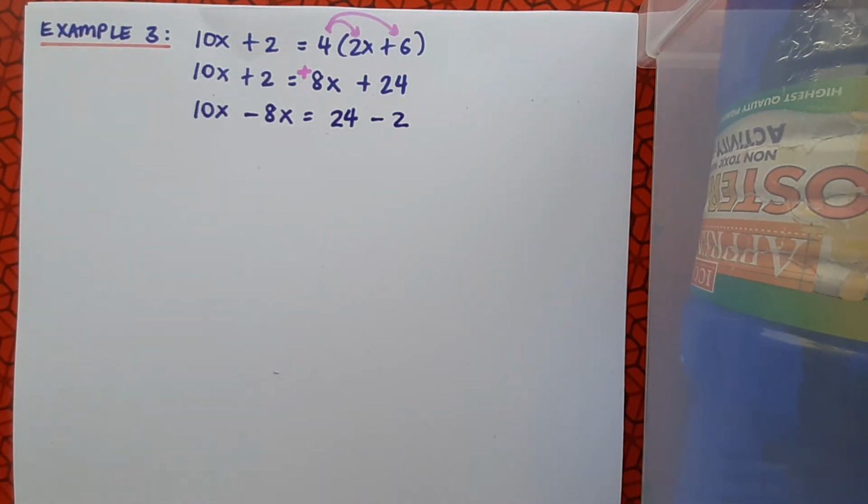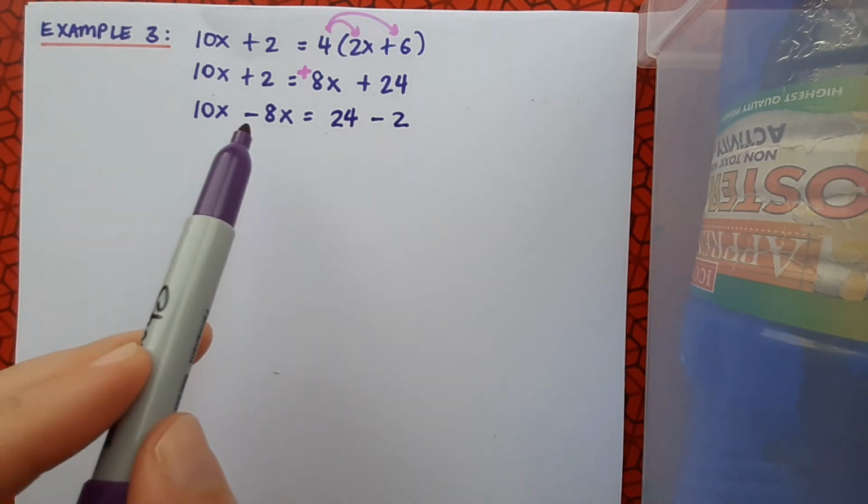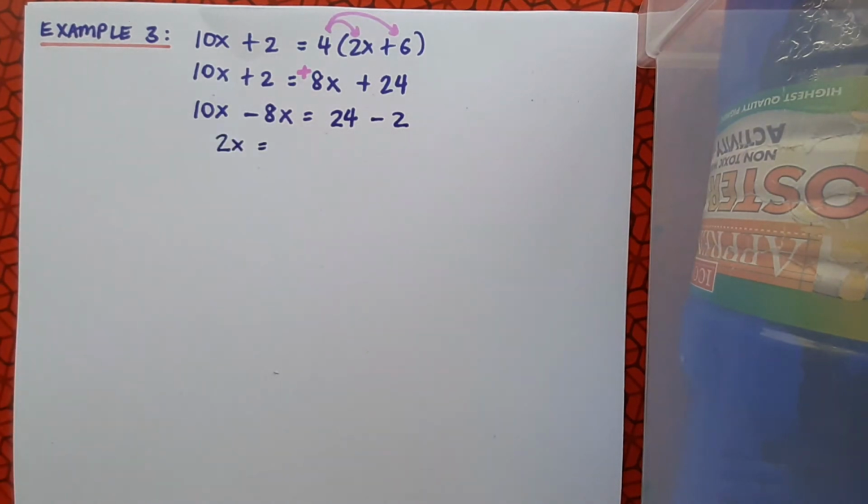And now a little bit of simplifying is in order. So I've got 10x minus 8x. That's going to give me 2x. And on the right-hand side, 24 minus 2 will give me 22. Okay, so now I'll get the x by itself. So 2 is the coefficient, it's multiplying by the x. So it's going to come across, and instead of multiplying, it's going to divide on the right-hand side. And so my solution is x equals 11.